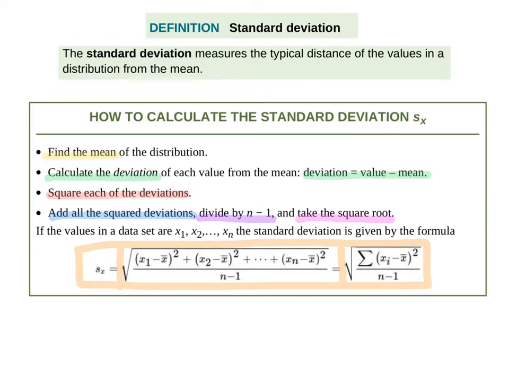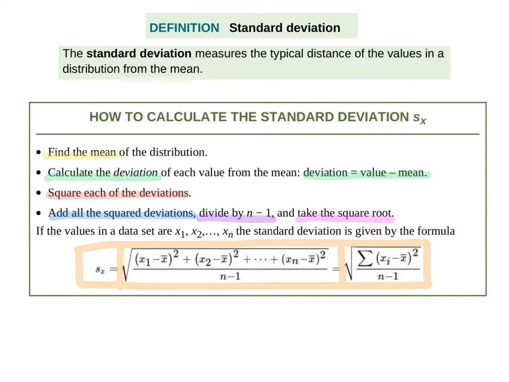The second big idea about measuring variability is something that we call standard deviation. So we're going to talk a lot more about standard deviation, but essentially this is what it is. It measures the typical distance of the values in a distribution from the mean. And remember, the mean is the average. So algebraically, here's how you calculate standard deviation. It's also represented as S sub x.